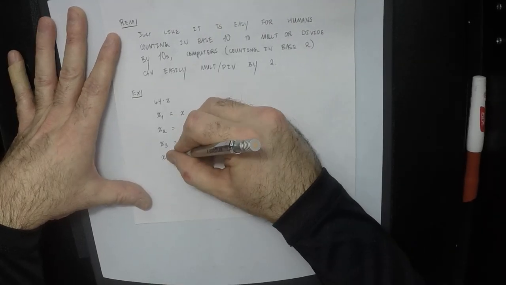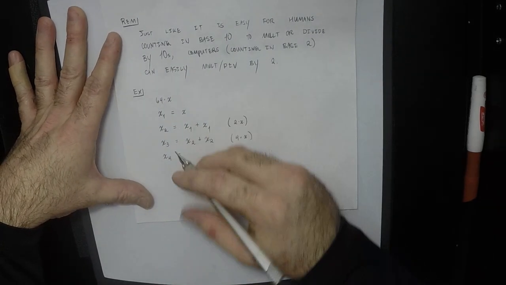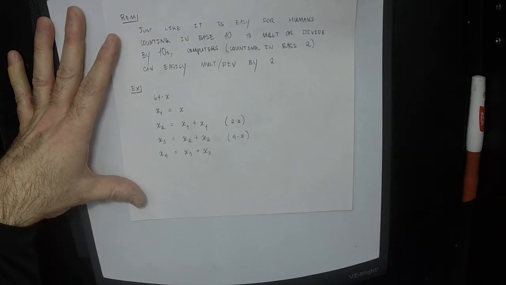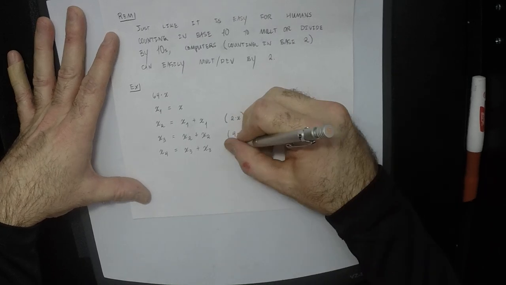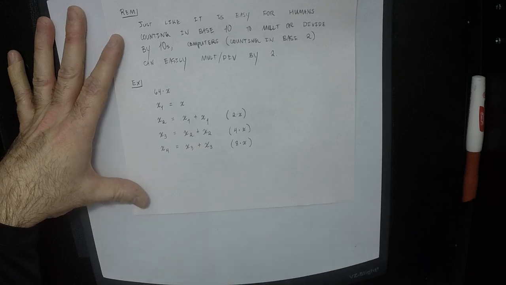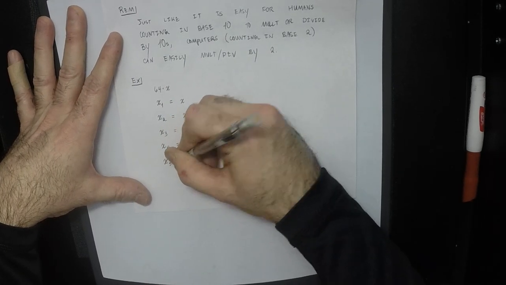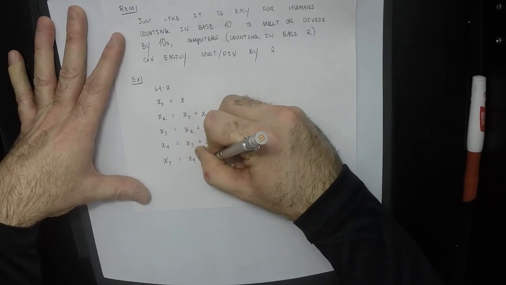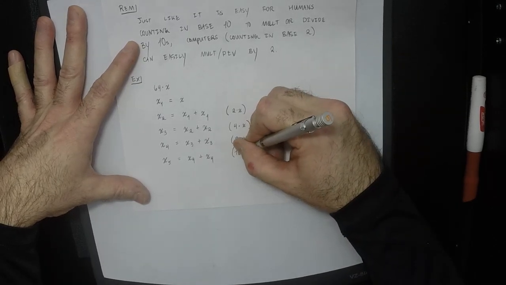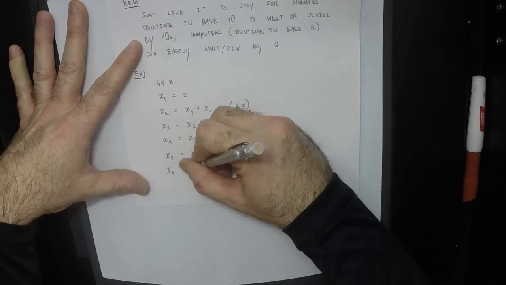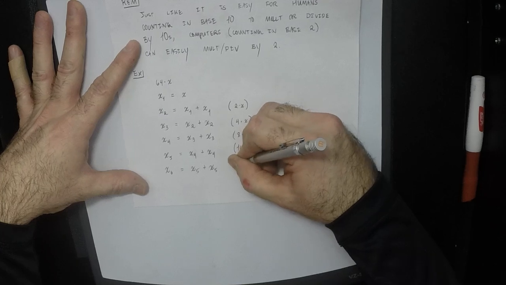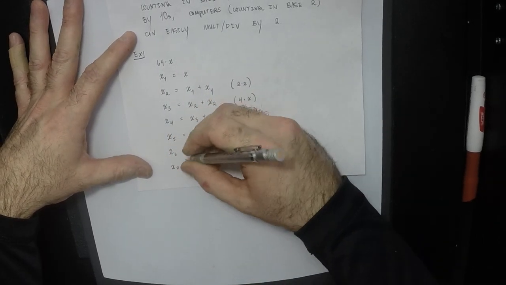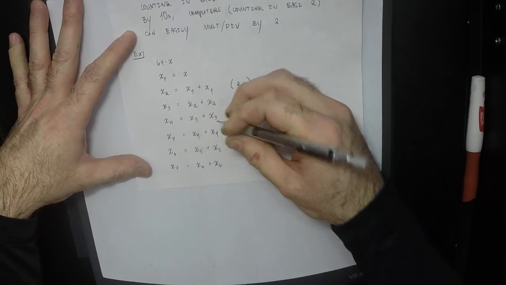Now, what am I going to say X4 is? I'm going to say that it's X3 plus X3. Now how much X do we have? 8 X's, right? Okay. Now what? X5 is going to be what? X4 plus X4. Now how much X do we have? We have 16 of them. Okay. I'll say that X6 is X5 plus X5. And we have 32 X's. And X7, I'll say that that's X6 plus X6. And that's 64 X's.